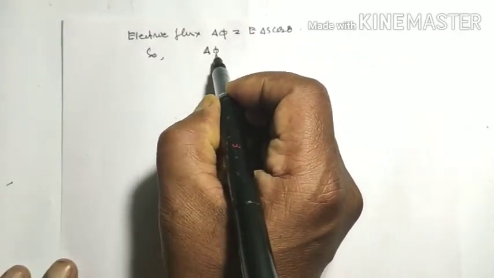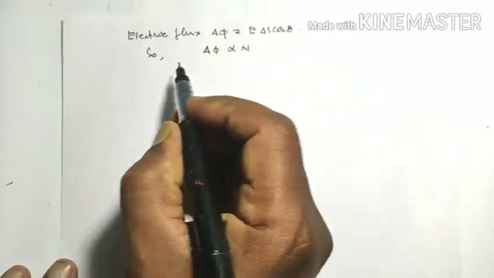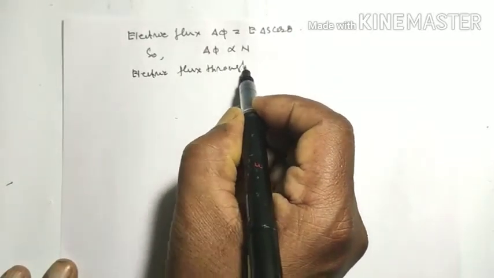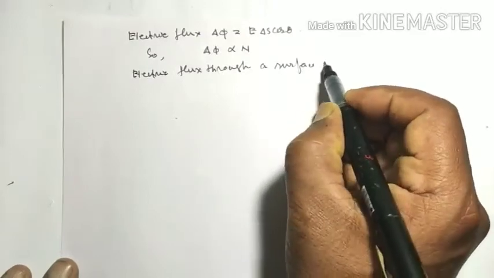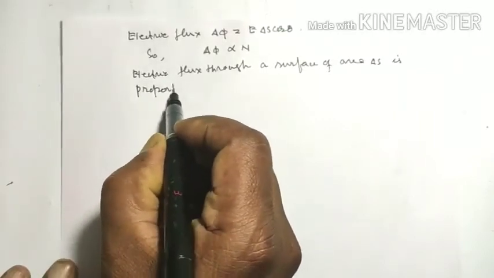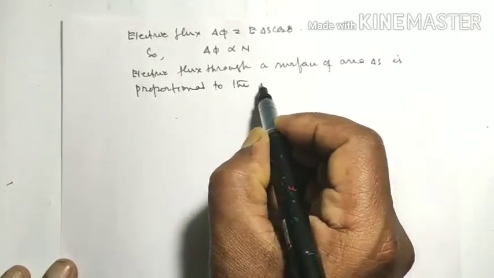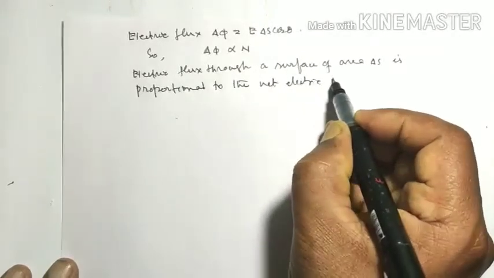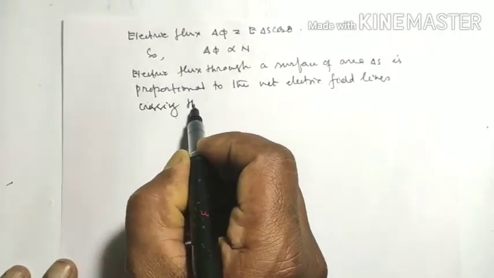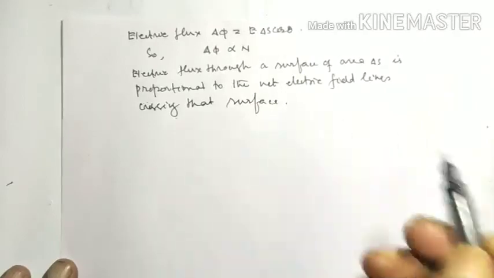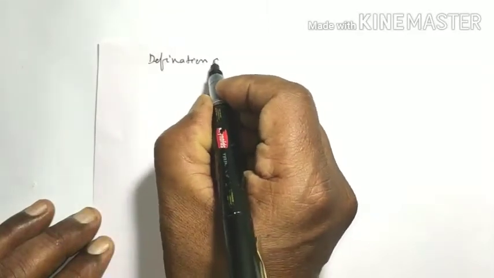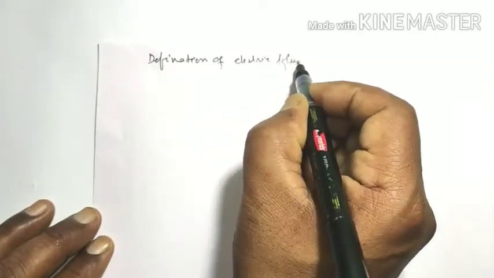So delta phi is proportional to n, that is electric flux through a surface of area delta S is proportional to the net electric field lines crossing that surface. Definition of electric flux.